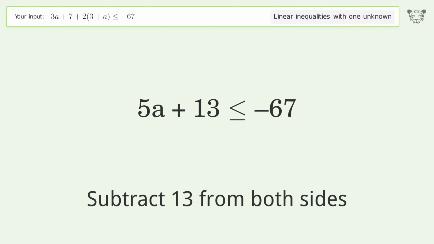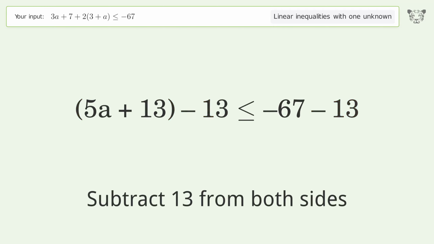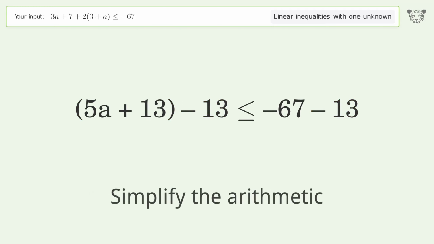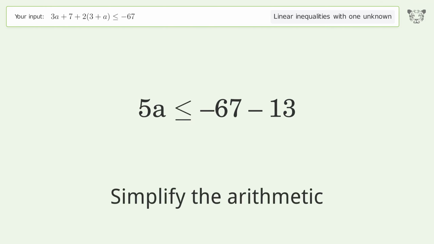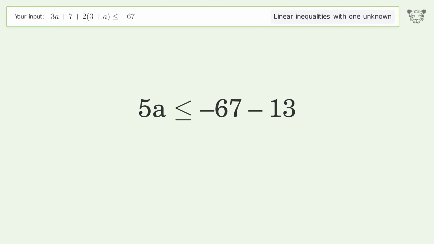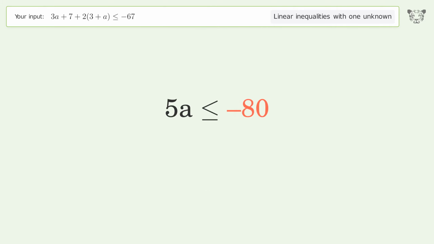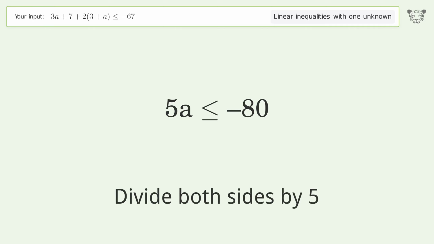Subtract 13 from both sides. Simplify the arithmetic. Isolate the a. Divide both sides by 5.